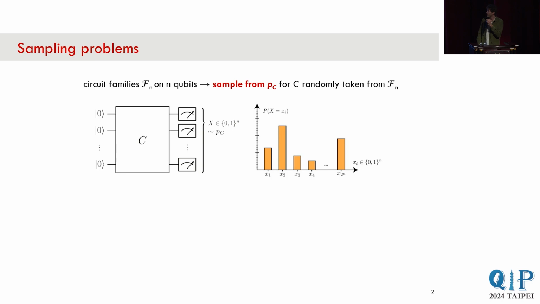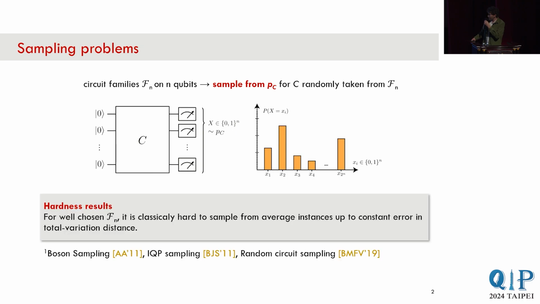Okay, so what is a sampling problem? If you're given the classical description of a quantum circuit, you can associate to it a probability distribution that corresponds to individually measuring each qubit at the end of your circuit. Then if you are given families of circuits F_n on n qubits, you can define the following computational problem: sample from the probability distribution associated to circuits randomly taken from those circuit families. That being said, if you choose your circuit families well enough, you could hope to have some classical hardness. And this actually holds for some well-known families of random circuits, such as boson sampling, IQP sampling, and random circuit sampling. For those families, you have hardness results that state that it is hard to sample from those probability distributions up to constant error in total variation distance.